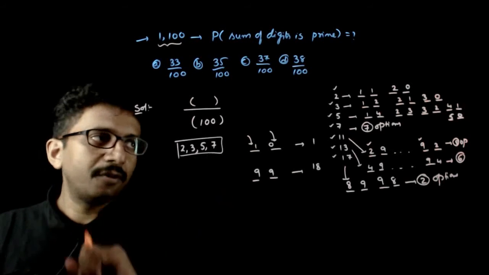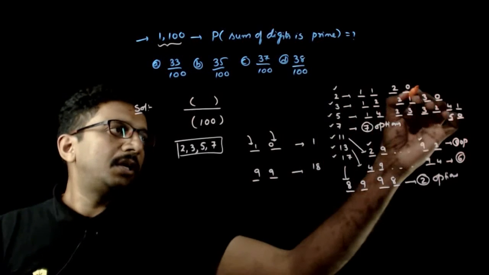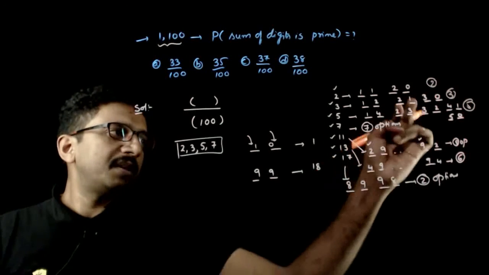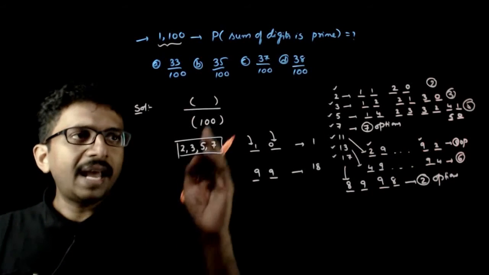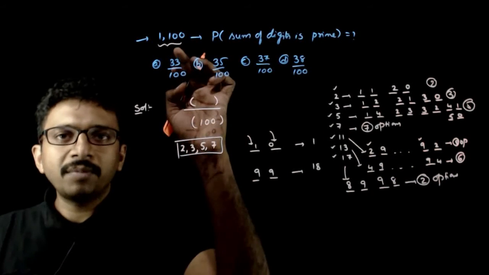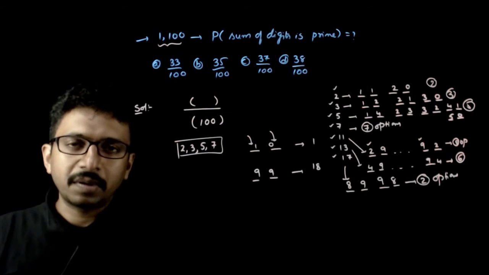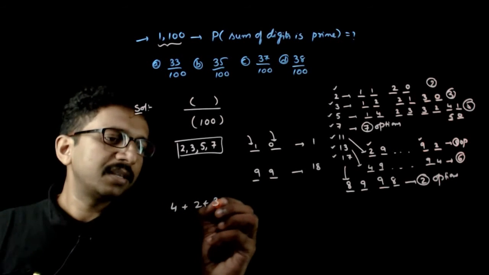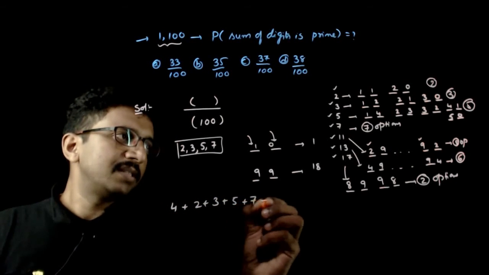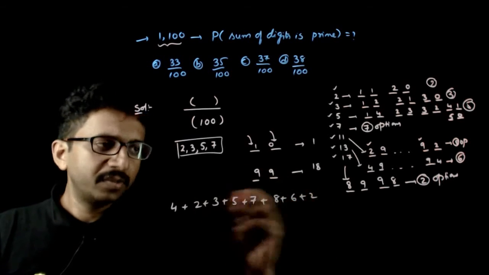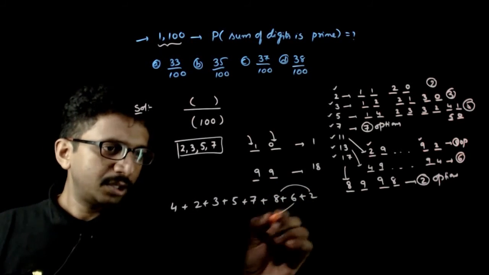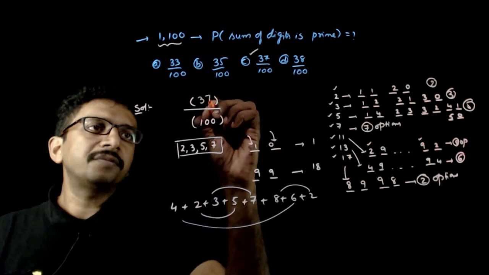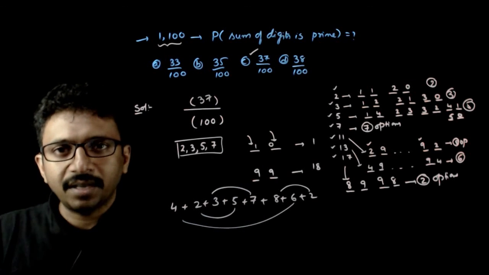So in one digit numbers you have 4 options, and in two digit numbers you have 2 plus 3 plus 5 plus 7 plus 8 plus 6 plus 2 options. If you select a 3 digit number, there is only one number, which is 100, and the sum of its digits is not a prime number. So the numerator is 4 plus 2 plus 3 plus 5 plus 7 plus 8 plus 6 plus 2. So we have 10, 20, 30 and 7. So you have 37 out of 100. So option C will be the right answer to this question.